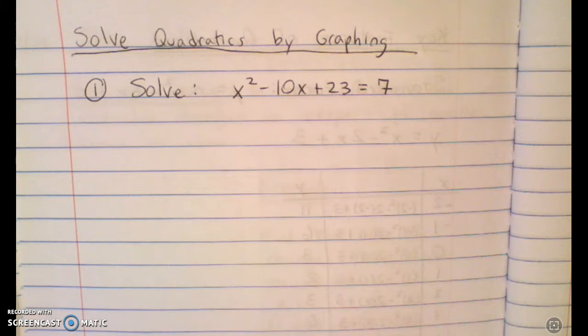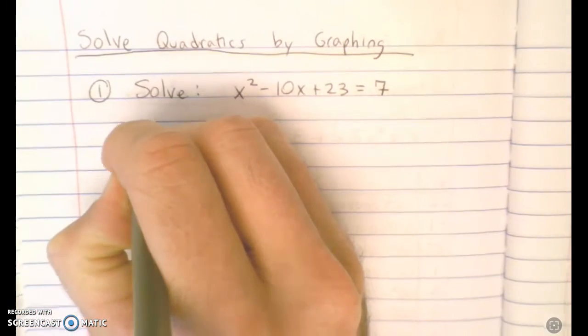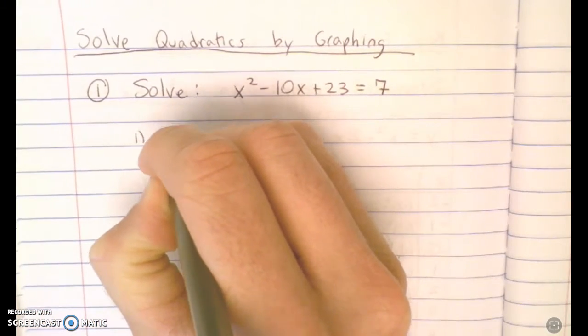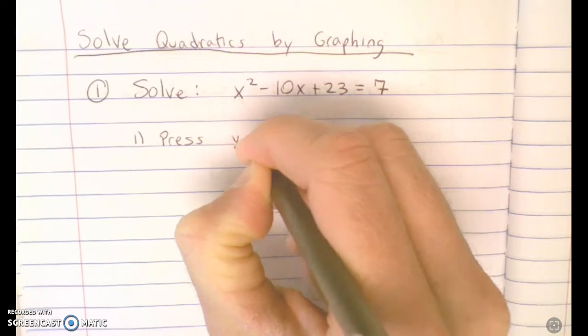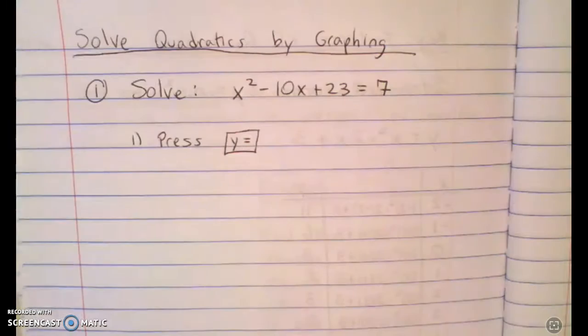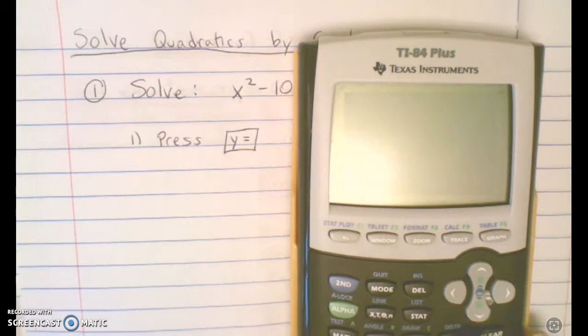The first thing you want to do is hit y equals. So the first step is press the y equals button. On your calculators, that's located just below the screen, right there in the top left. If you press y equals, you should see this screen.